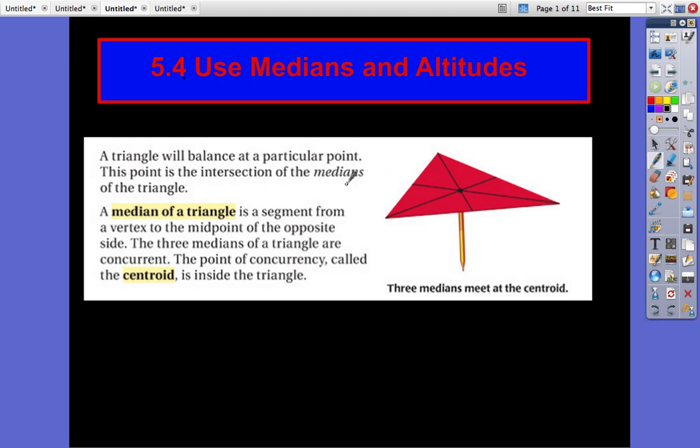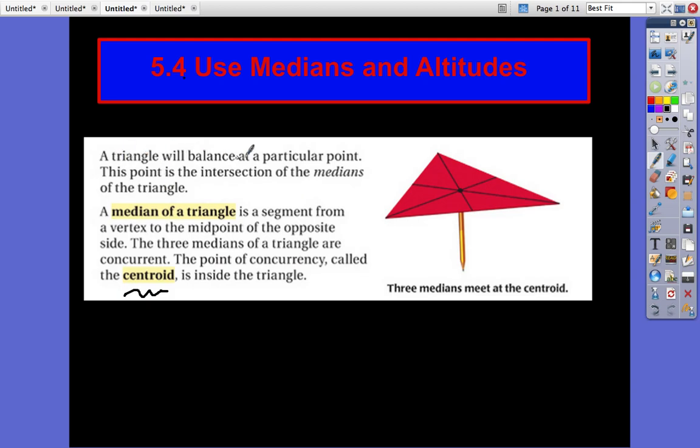Medians, and the specific name for it is the centroid. So at a centroid, you can actually balance a triangle using just a pencil. And that balance point again is called a centroid. Let's read this paragraph to the left.